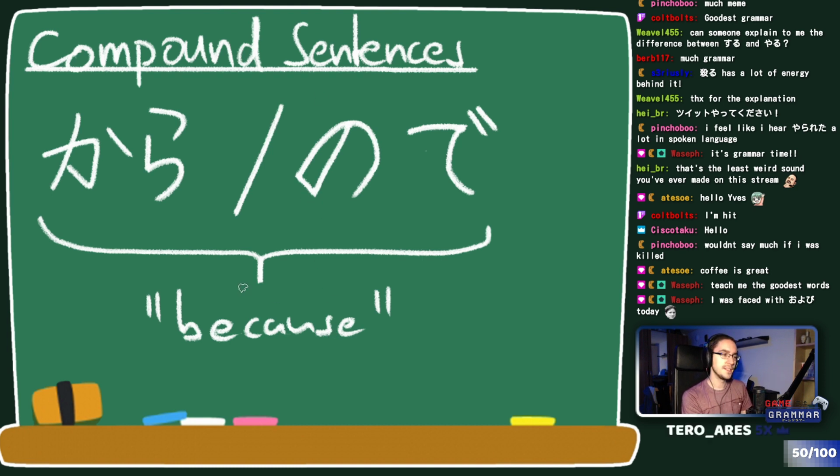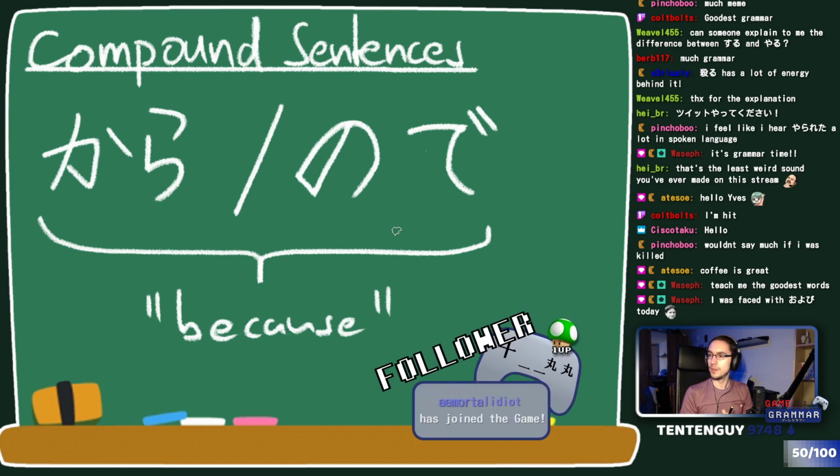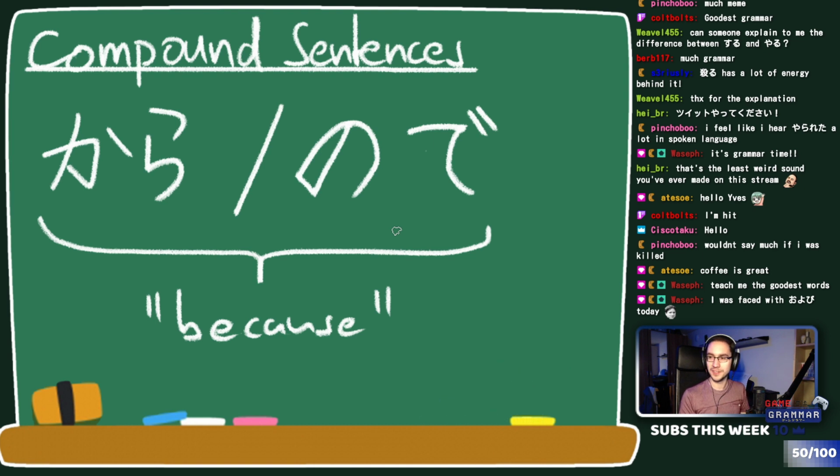But of course, it's not as easy as just learning the translation of these. We also need to learn about positioning and how we put them in a sentence, and how we make a proper sentence with these words. So basically, kara and node are both used to express reasons why something happens. Causes, like causality. Because has literally the word cause in it. So there you go.